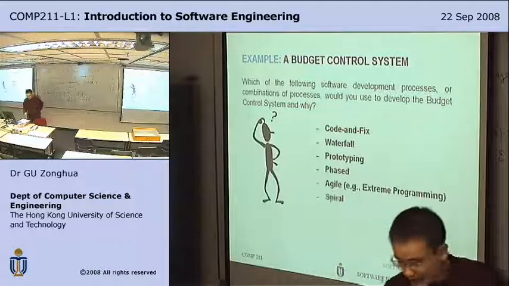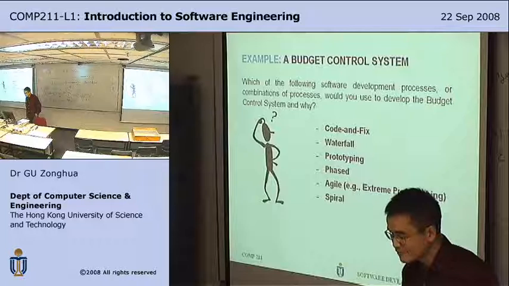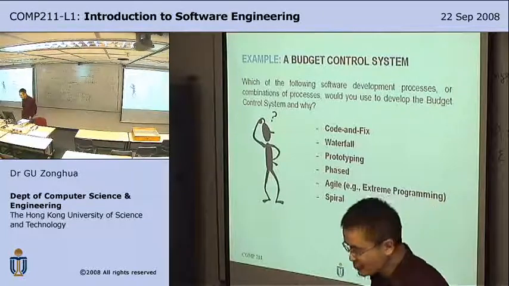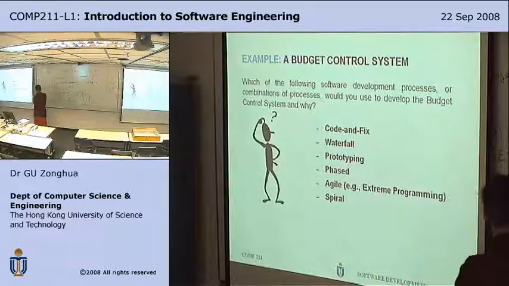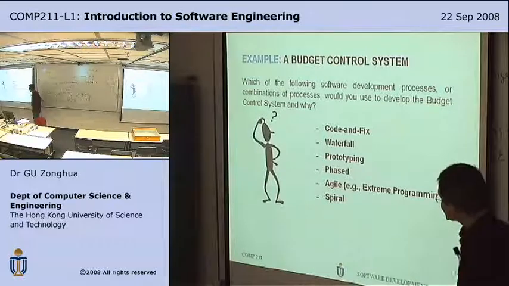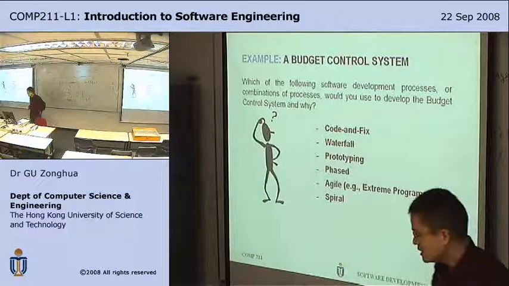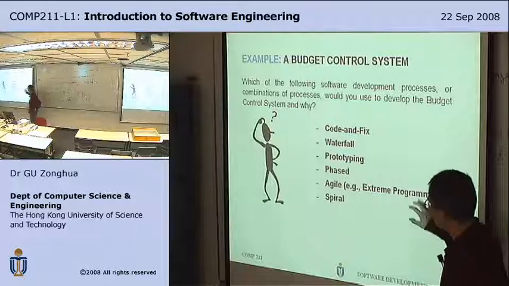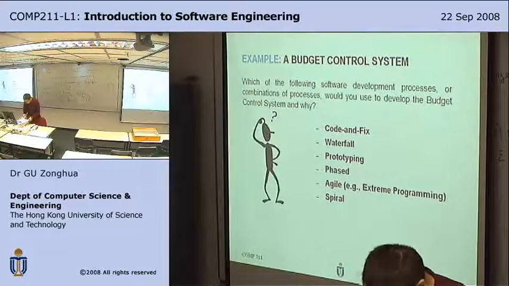So which of the following processes or combinations of processes would you use to develop the budget control system, and why? Code and fix, waterfall, prototyping, phased, agile (extreme programming is a type of agile process), or spiral.